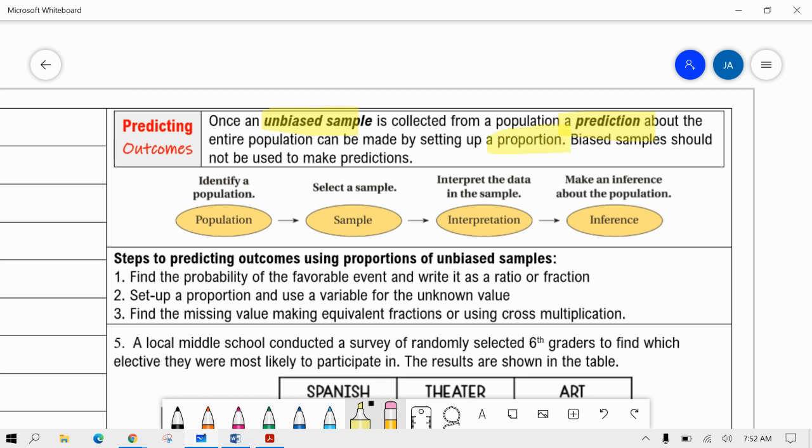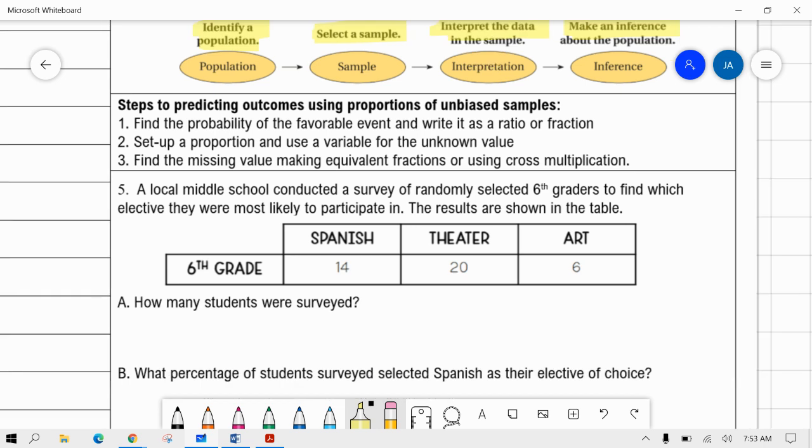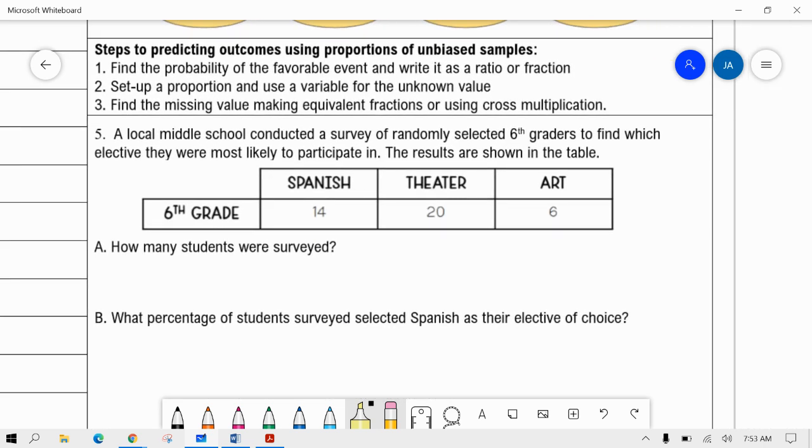Biased samples should never be used to make predictions, and we saw that yesterday. So biased samples cannot be used to make predictions. They have to be unbiased samples. So here are the steps. We're going to be identifying the population, selecting a sample, an unbiased sample of course, interpreting the data, and then making an inference or a prediction about that population. There's a couple of steps that we're going to go ahead and talk about in just a second.